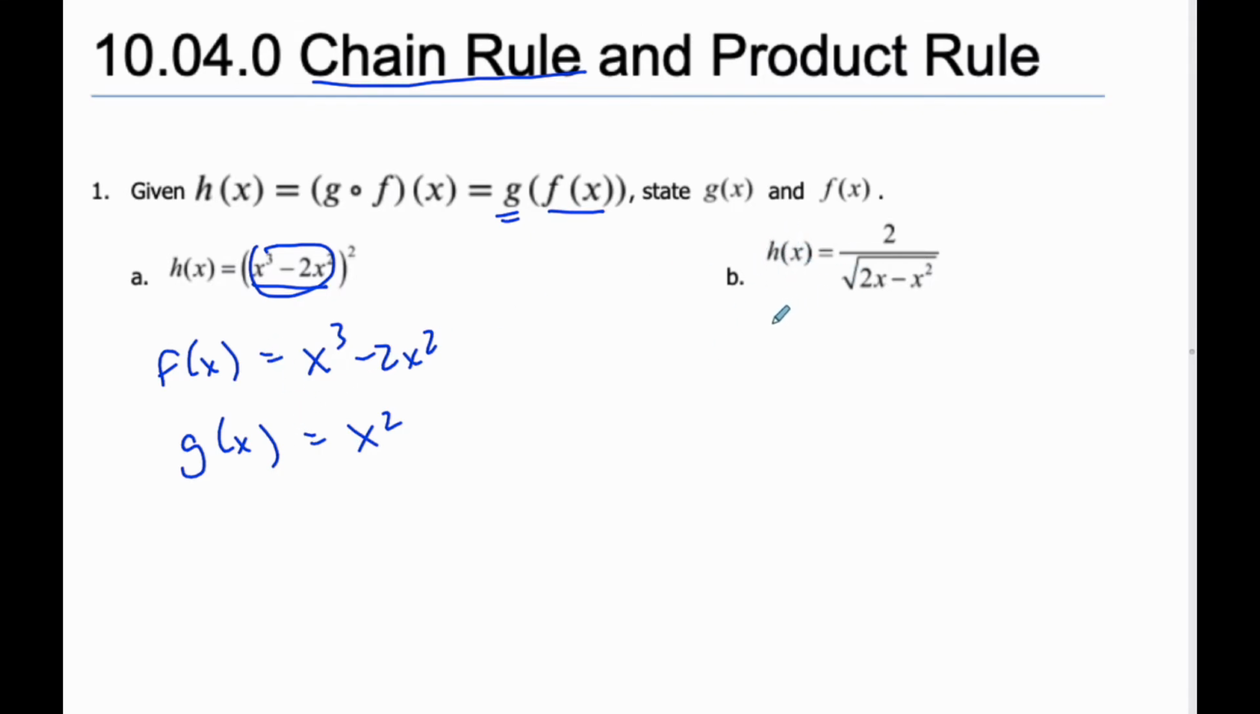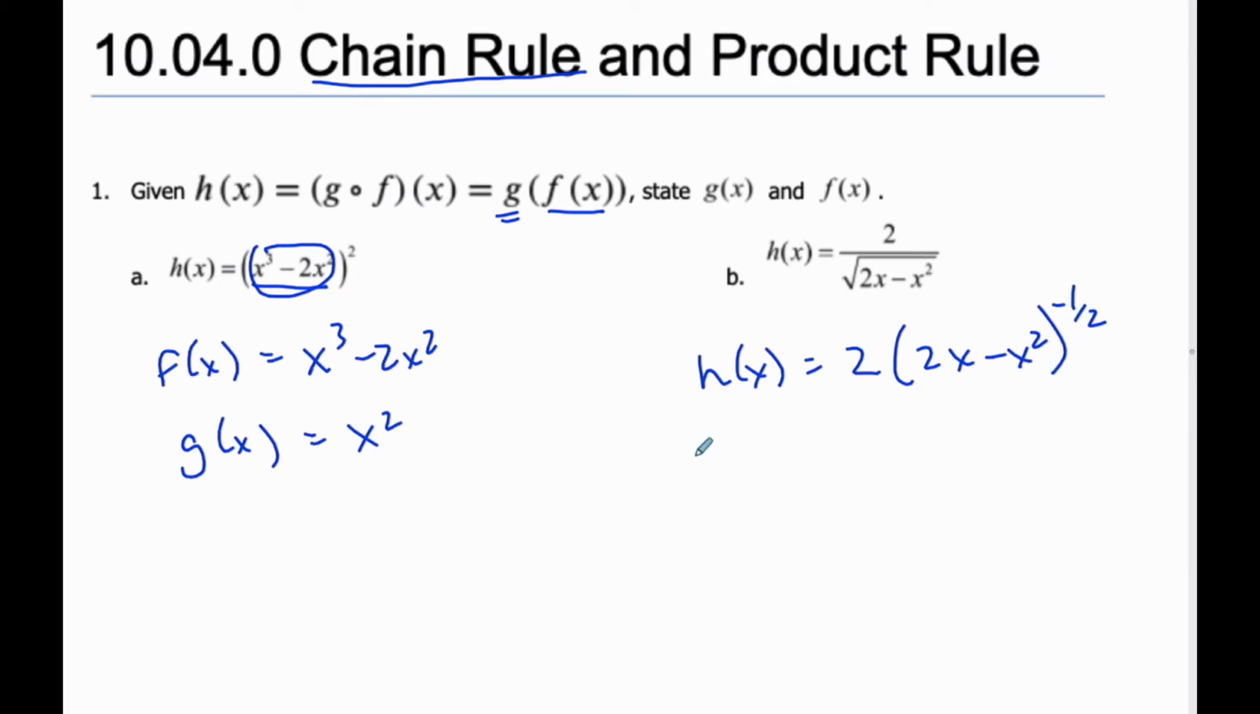On here, this one's a little bit more challenging because we have to manipulate it first. And so if I consider this, I know that h of x, I could say is equal to 2, and then 2x minus x squared to the power of negative 1/2 using our exponents. When we're doing calculus, we always want to use exponents as opposed to square roots. And so I rewrite this, pulling the bottom part up to the numerator and changing the exponent.